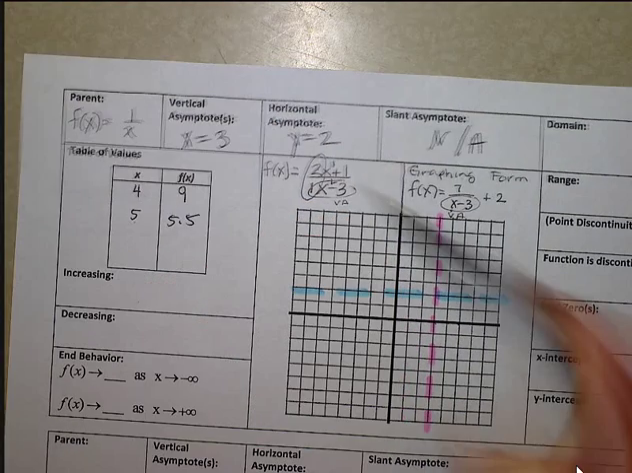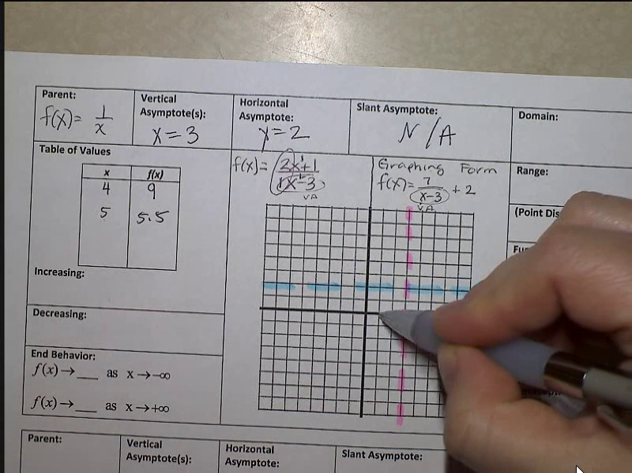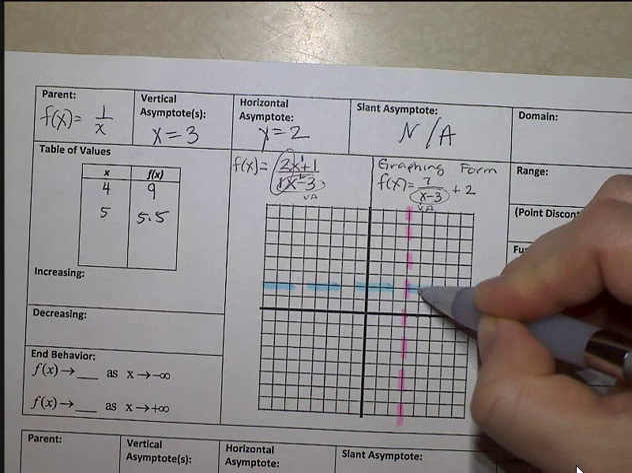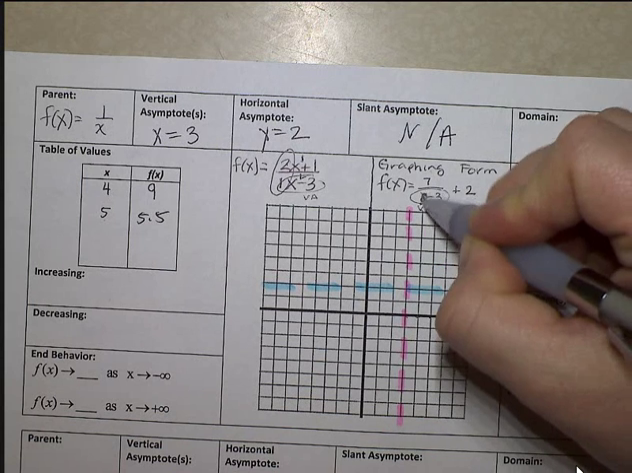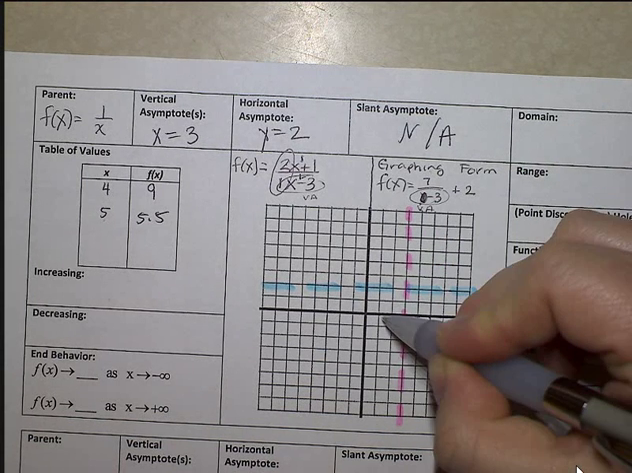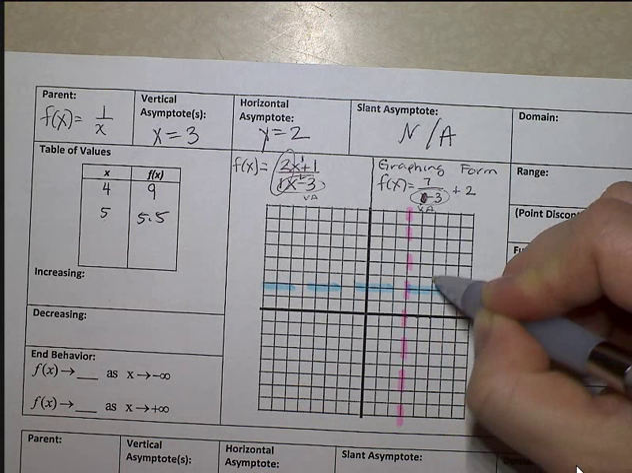Okay, we're going to graph those. Go 4 and 9, please, and it may be off the graph, and that's okay. So 1, 2, 3, 4. 1, 2, 3, 4, 5, 6, 7, 8, 9. And 5. 1, 2, 3, 4, 5. 1, 2, 3, 4, 5, 5.5.